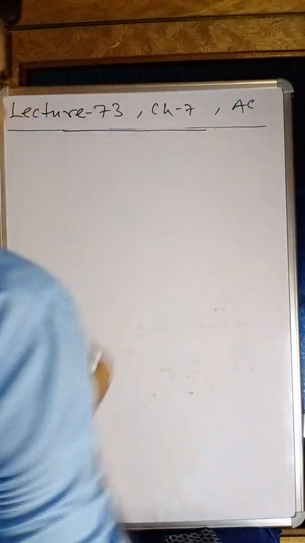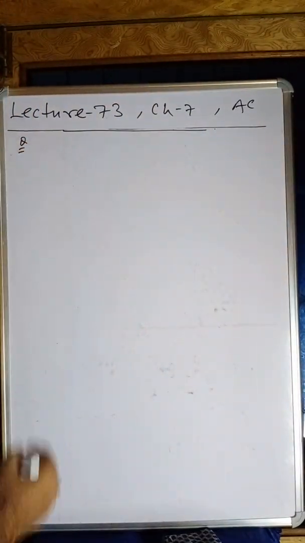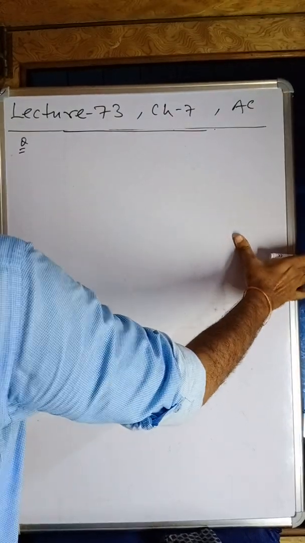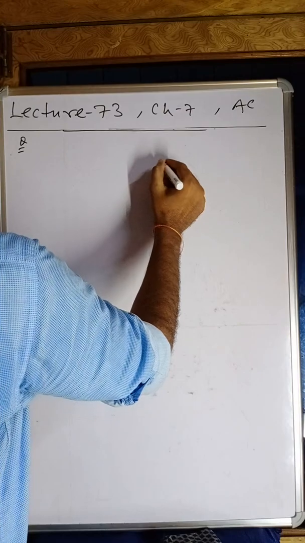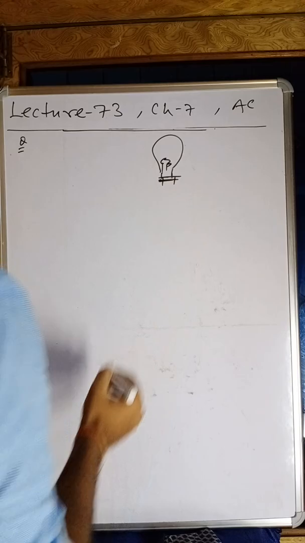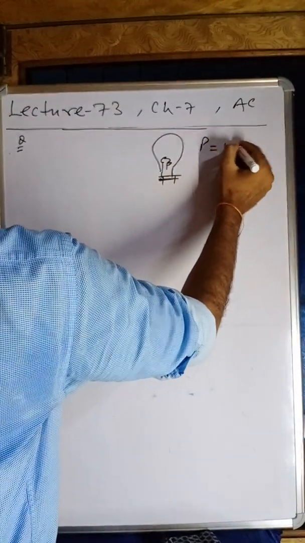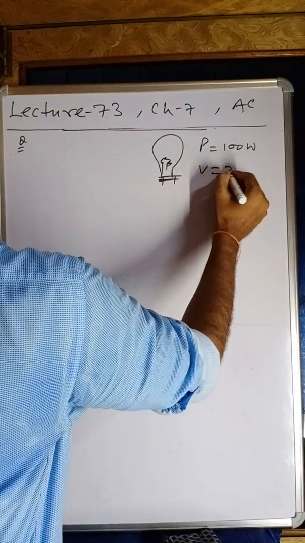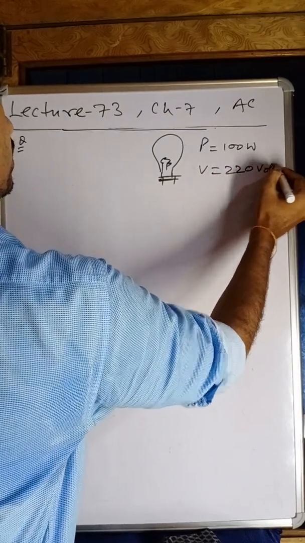I am going to give you the same level. Here, a bulb rated with an electric bulb. Its power is 100 watt. Alright, it is mentioned, and it is made for 220 volt. This is the rating of the bulb, nothing more you have.